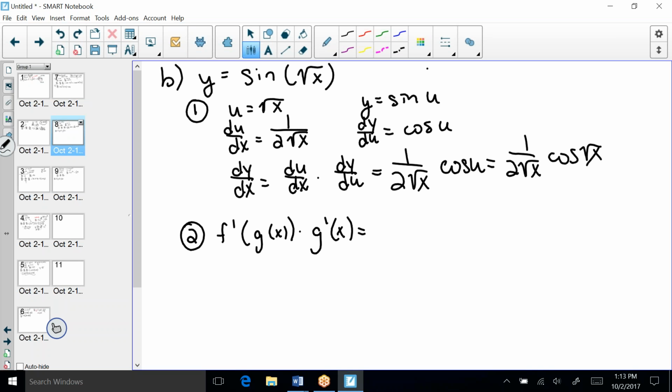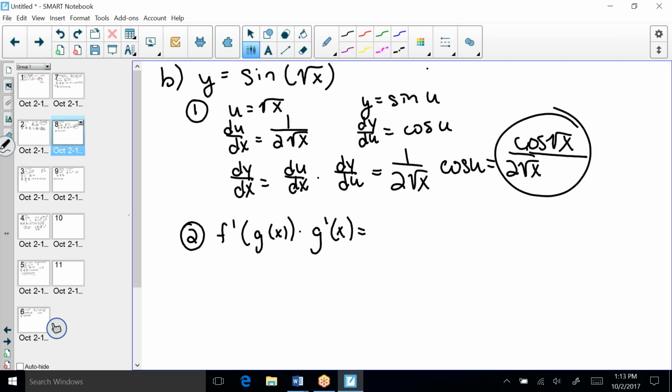And you could write that as one fraction as well. You can just put this cosine in the numerator here to make it look a little nicer. So just write this as cosine of the square root of x over 2 root x. So that's your derivative there. All right, any question on that? Did you guys get that answer?